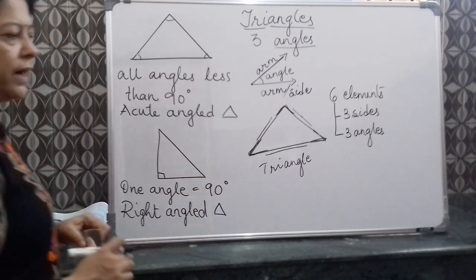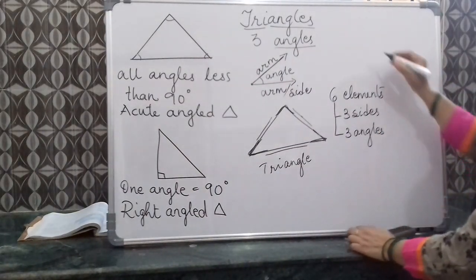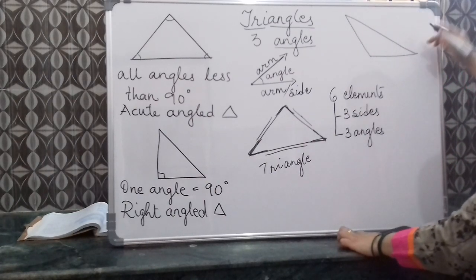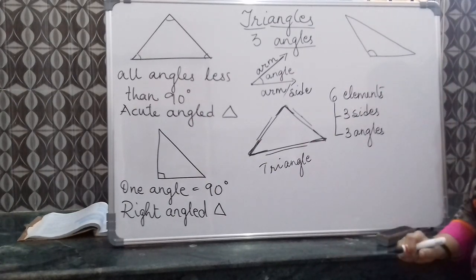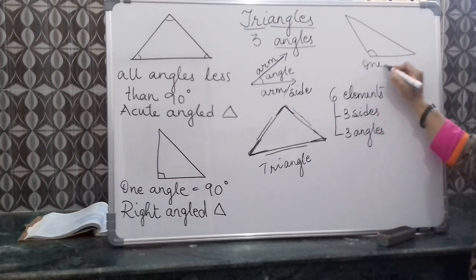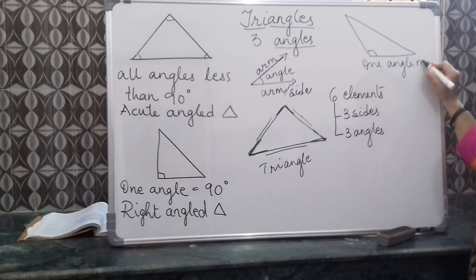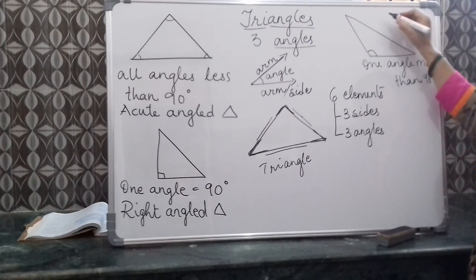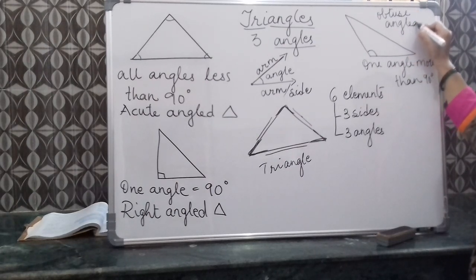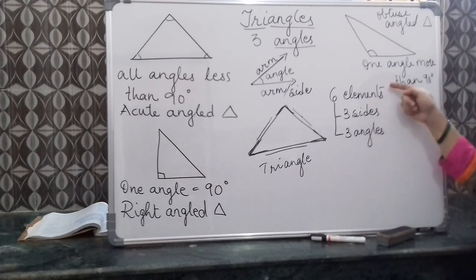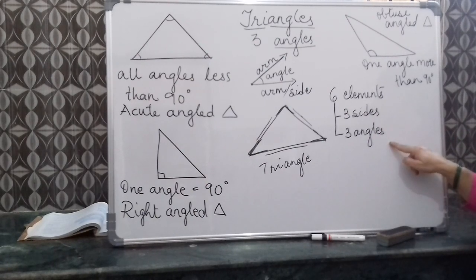At the same time, you have the third type of triangle, that is the obtuse angle triangle, and obviously only one angle is an obtuse angle, so we call it one angle more than 90 degrees. So it is known as an obtuse angled triangle. So the basic part of a triangle is that it consists of three sides and three angles.